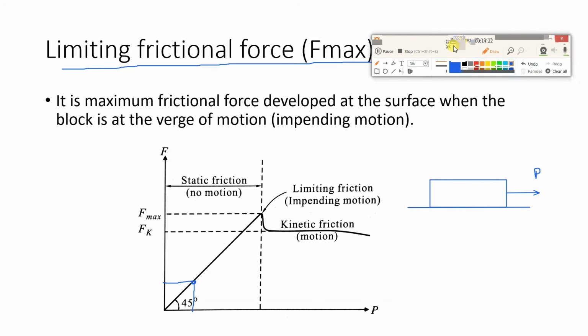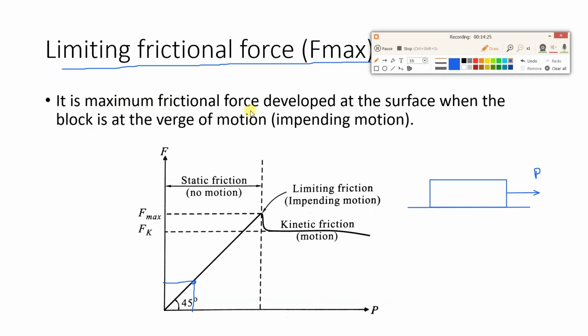What is that frictional force? It is the maximum frictional force developed at the surface. Which surface? Here you can see the block is there. It is in contact with this horizontal surface. So in between the block and the surface, there will be frictional force developed. So it is the maximum frictional force. Here you can see Fmax is written. So what is this limiting frictional force? It is the maximum frictional force developed at the surface when the block is at the verge of motion. Verge of motion means what? Impending motion. Impending means just about to move.